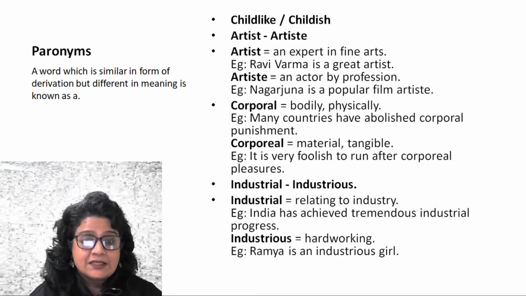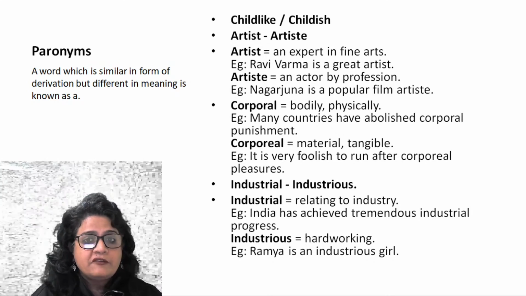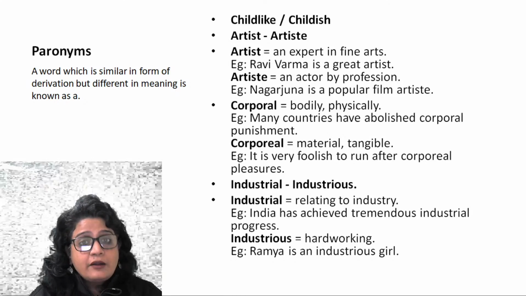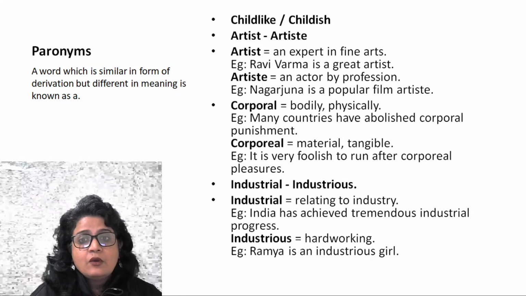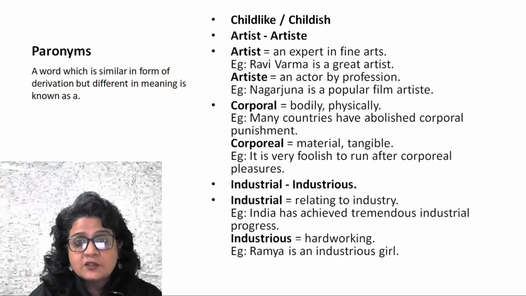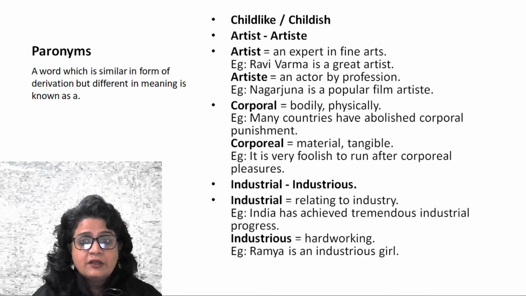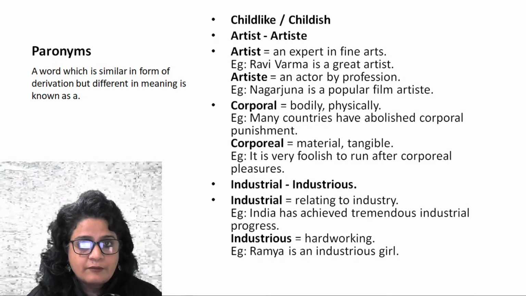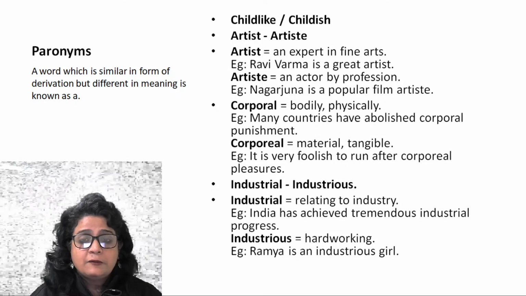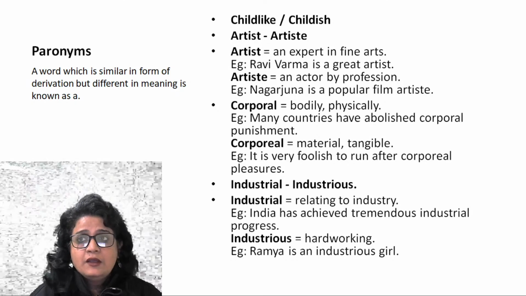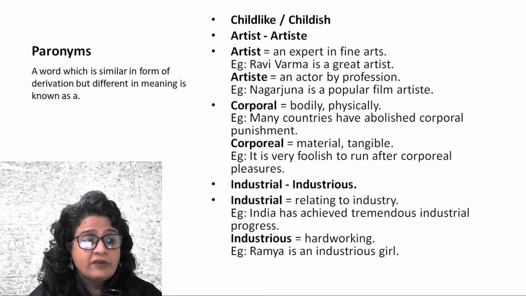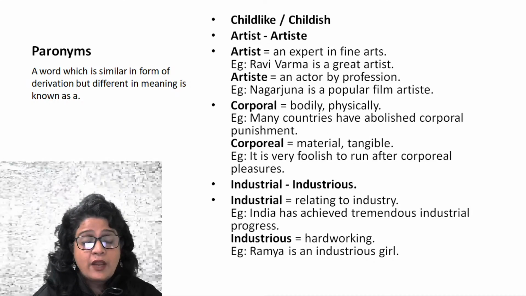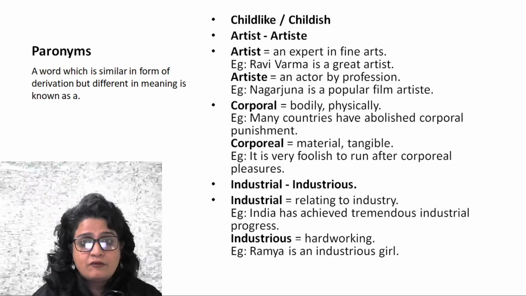Look at another pair of paronym. Artist and artiste, right? So only the difference is of one E at the end of one word. The artist without E at the end would mean a person who is expert in fine arts, especially a person who performs any artistic activity. He can be a painter, he can be a musician, he can create some handicraft items, or he can be a sculptor. He is an artist, right? So he can perform any form of art.